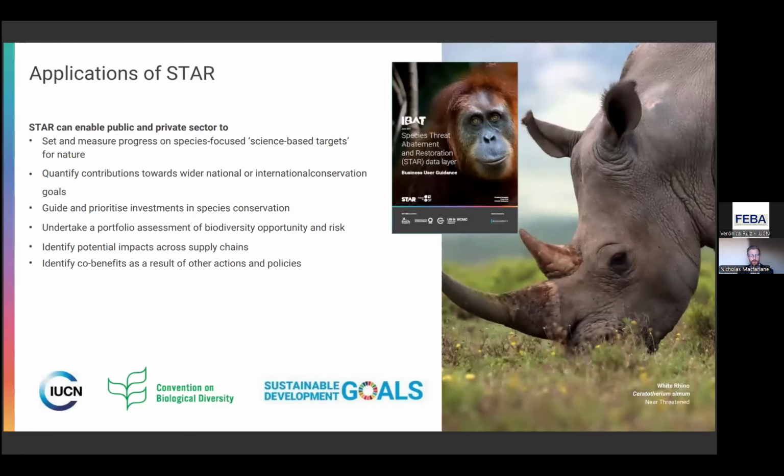This is really useful for many different types of actions, from undertaking assessment across a project portfolio. Let's say you want to compare the amount of global species extinction risk that could potentially be achieved at different sites in a portfolio, or identifying the co-benefits as a result of particular actions and policies that you're taking at sites that might not be targeted at biodiversity, but it can be linked back to those particular threats that can be quantified as parts of the STAR metric. Next slide, please.